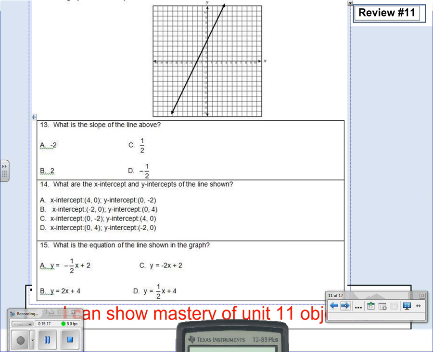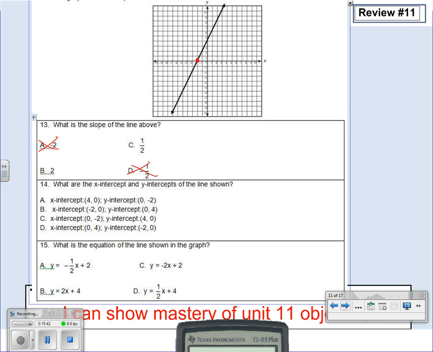13. What is the slope of the line given? Pick any 2 points. Make sure that they are crossing in the crosshairs. Let's start with the x-intercept. And first of all, notice that this is a positive slope line. So if it's positive slope, A and D are gone. Now all we have left is C and B.